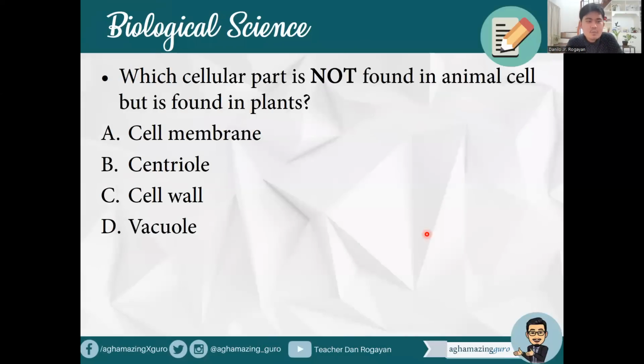Okay? So next. Which cellular part is not found in animal cell but is found in plants? A. Cell membrane, B. Centriole, C. Cell wall, D. Vacuole. Ayan ang sagot.